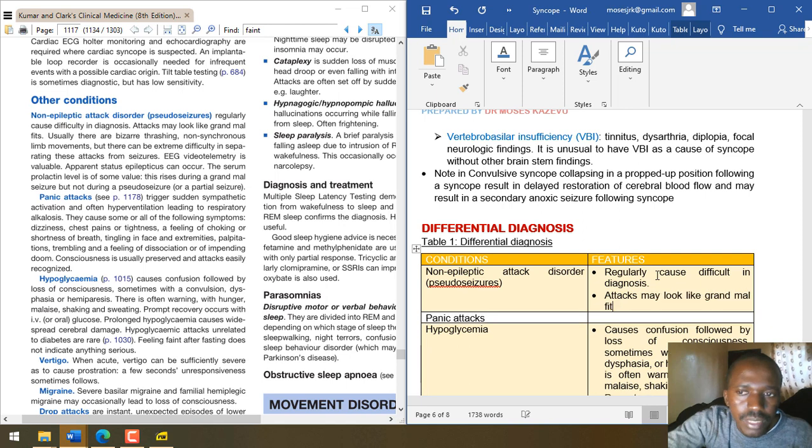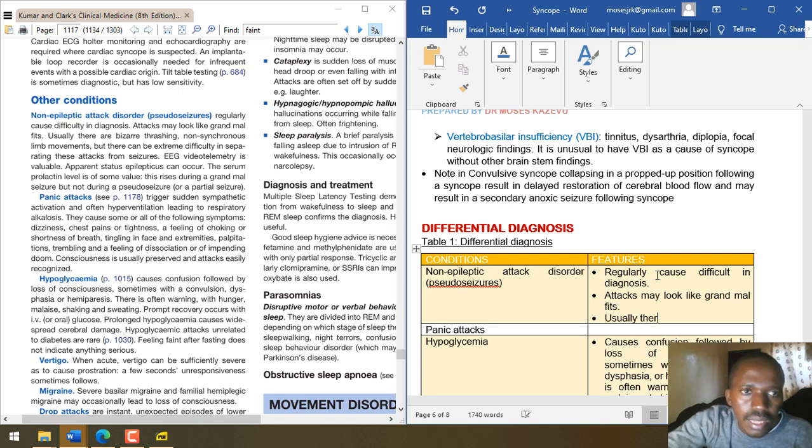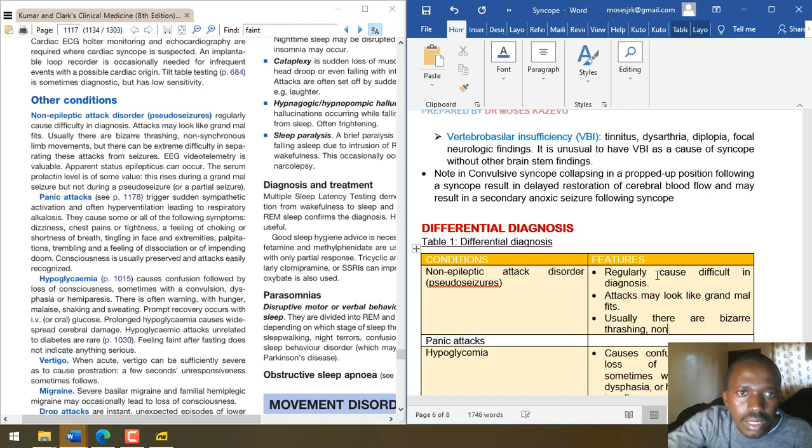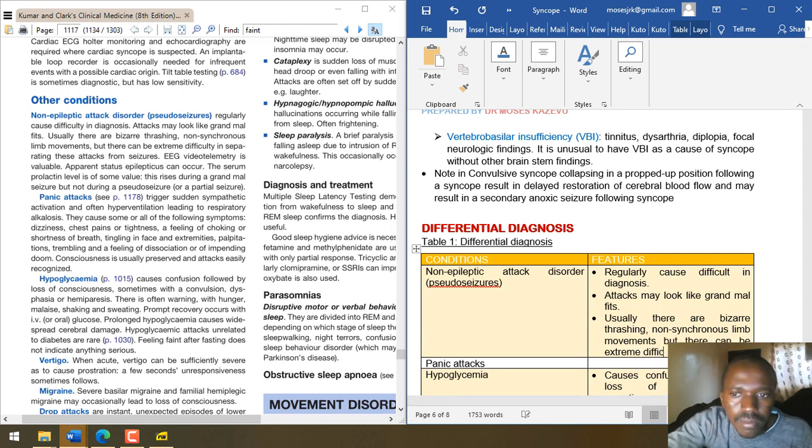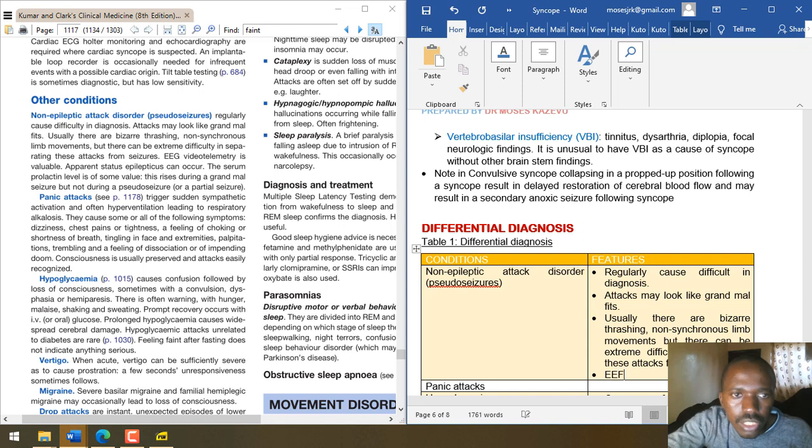Usually there are bizarre thrashing, non-synchronous limb movements, but there can be extreme difficulty in separating these attacks from seizures. Okay, EEG, video telemetry is valuable. Sounds like a very fancy term. Video telemetry is possible.